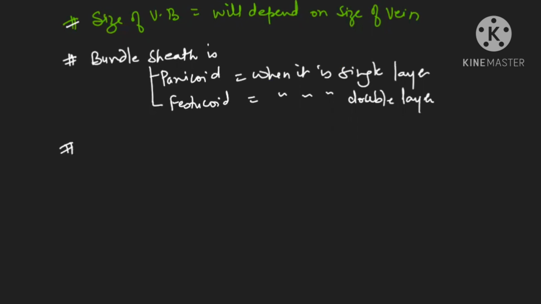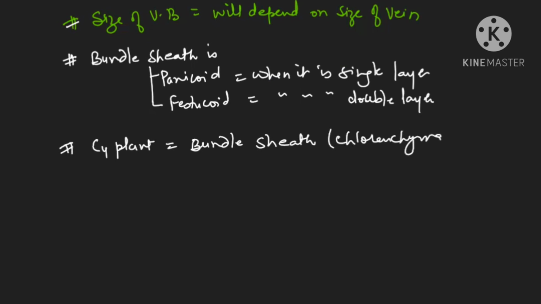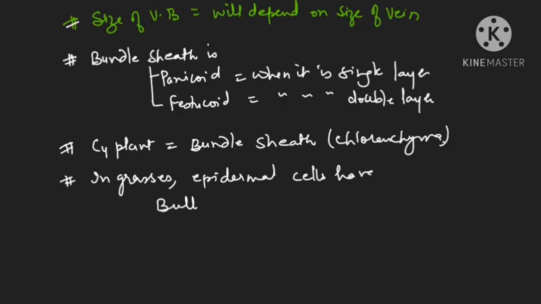Then if you see carefully, in the leaves of C4 plants, the bundle sheath is chlorenchymatous. And in grasses, epidermal cells have bulliform cells or motor cells. So they are having bulliform cells or motor cells.